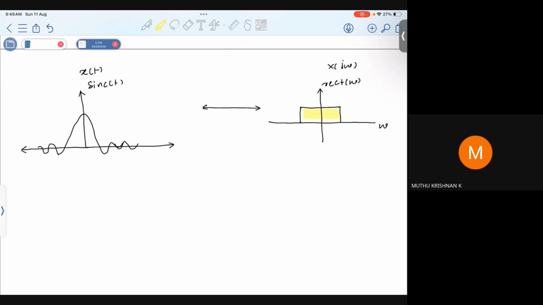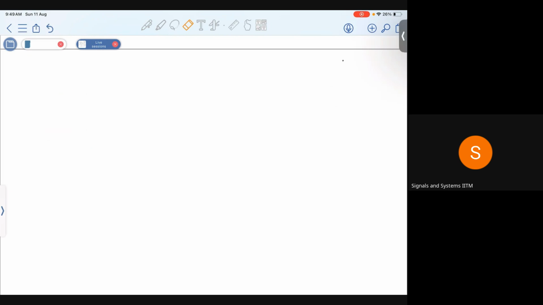Yes, Muthu. Isn't it the other way, ma'am? Correct me if I'm wrong. I don't remember this exactly. For the rectangular function, it is sinc in the frequency domain? Yes, ma'am, I think so. Could you check this and correct me? So what happens to this? The Fourier transform of rectangular pulses, okay, the Fourier transform of the rectangular.